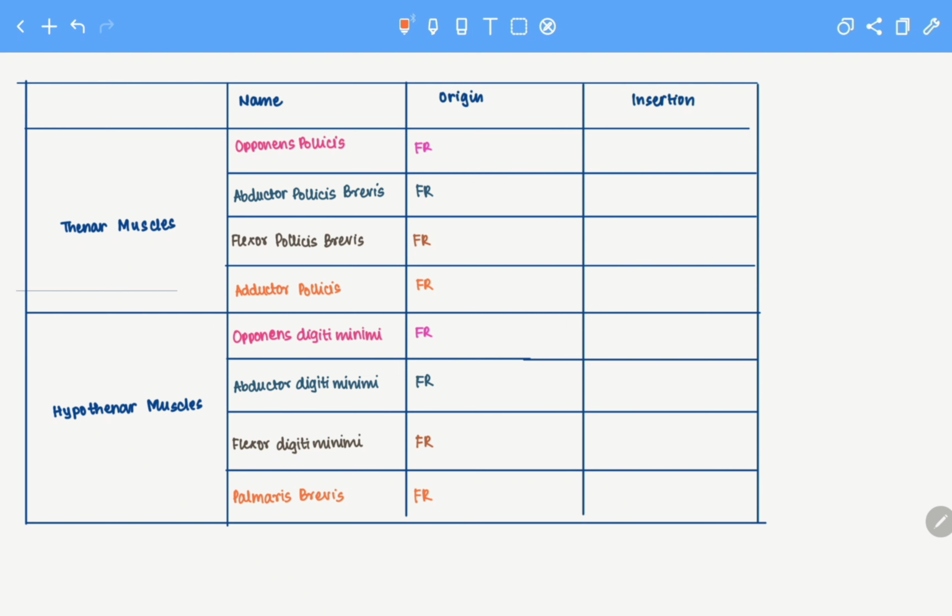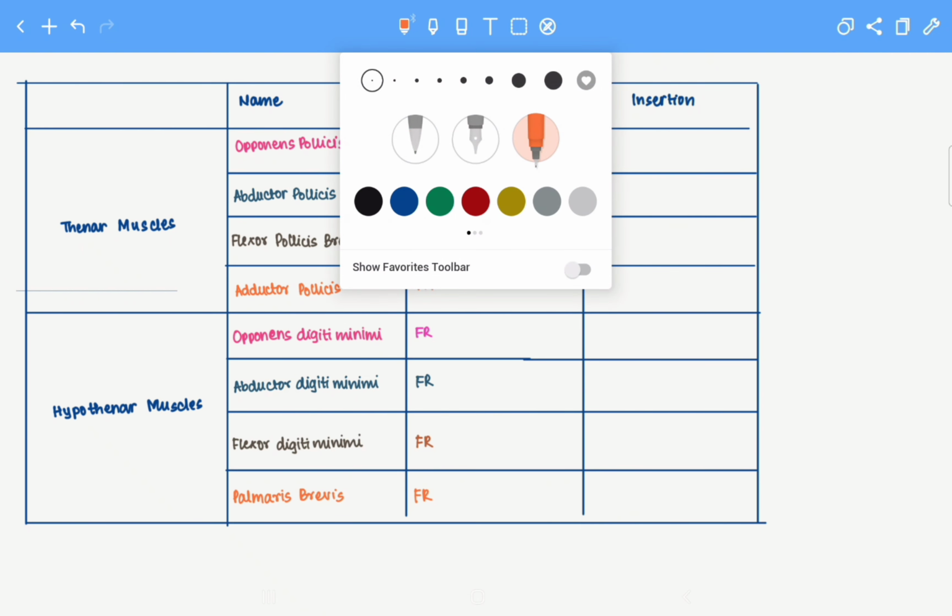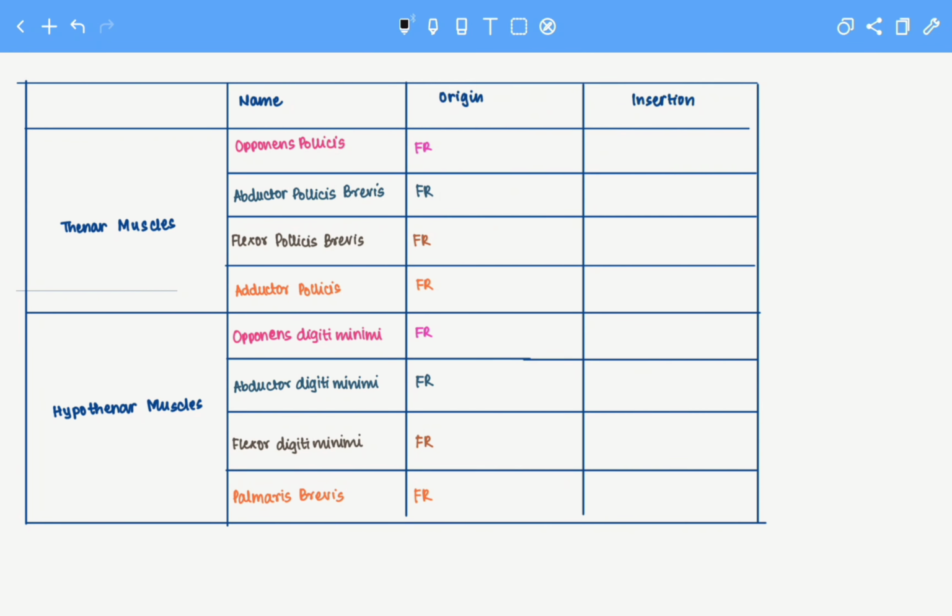So now which are the two muscles that do not originate from the flexor retinaculum? So first we'll talk about the hypothenar muscles here, okay? Any muscle that starts with A does not originate from the flexor retinaculum. So when we look at the hypothenar muscles, we only see one that starts with A, which is the abductor digiti minimi.